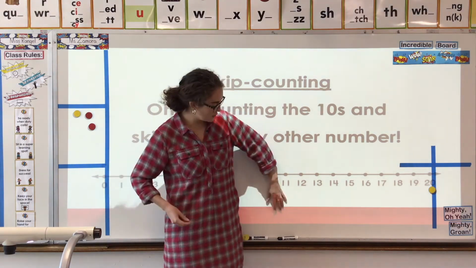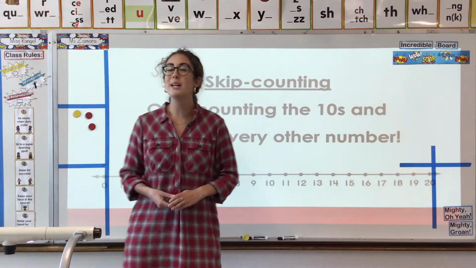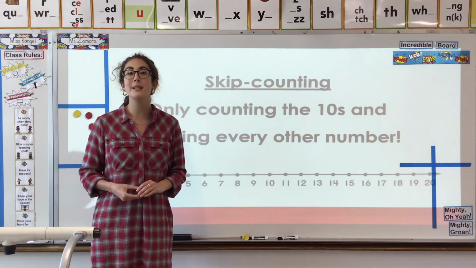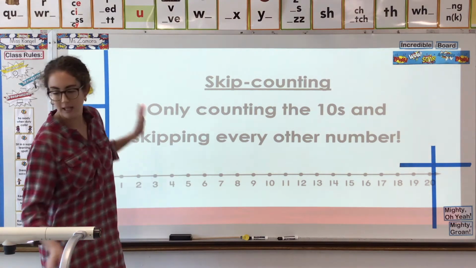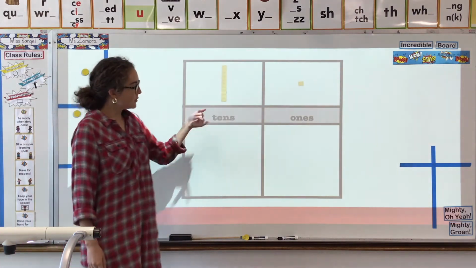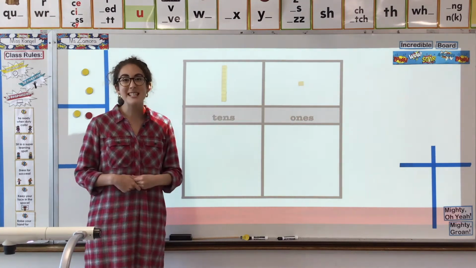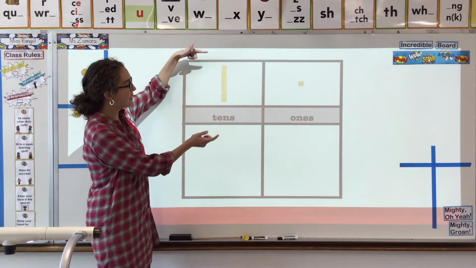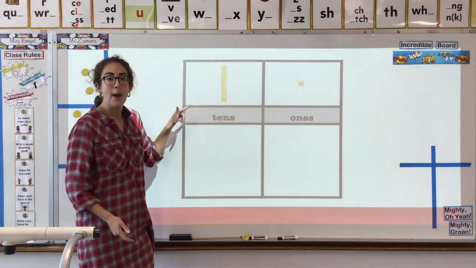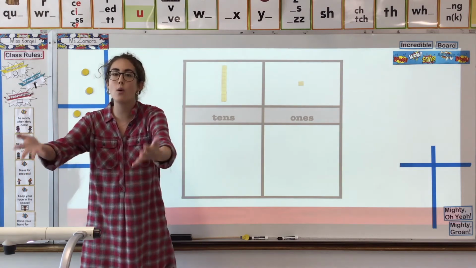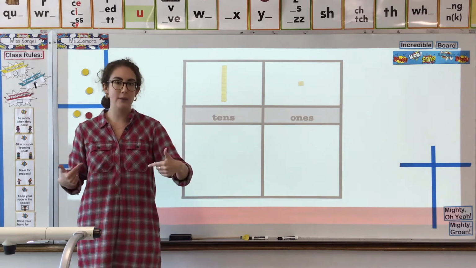Okay, Super Scholars, when we are skip counting by tens, what is happening is the place value of the tens is changing. So here's our place value chart. We've got ones and tens. If we're skip counting by tens, the tens place is the one that's changing because we are either adding or subtracting value by counting up or down.